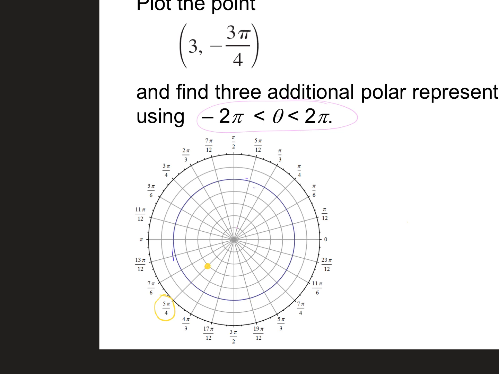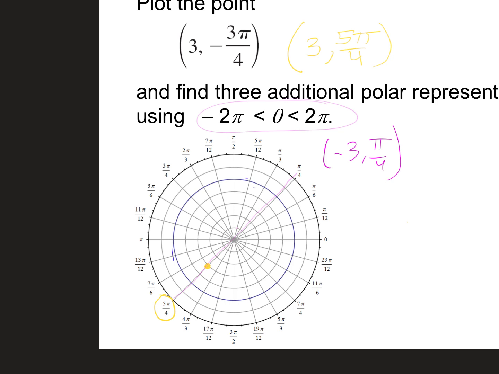What's another way we could write that? 3 comma 5 pi over 4. Perfect. Now, just by looking, this is the line that we're on, right? What's another representation I can write? I could say negative 3 comma what? Pi over 4. You guys agree? Okay, perfect, good.